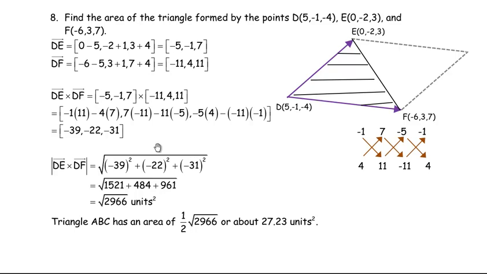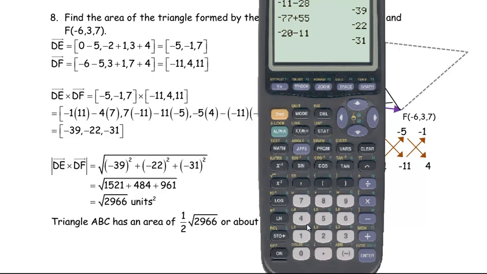I guess I should have left the calculator here. So we're going to find the magnitude of this now. So the root of this squared plus this squared plus this squared. And so just to demonstrate all these values, negative 39 squared. That's where the 1521 comes from. Negative 22 squared. Oh, I missed a 2.